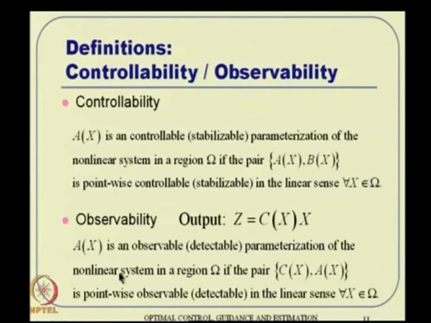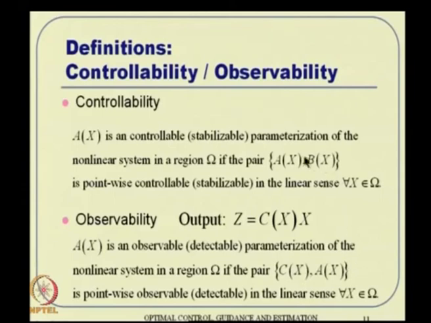Similarly, A of x is an observable or detectable parameterization of the nonlinear system if this pair C of x and A of x holds. In this case you have to talk about an output also, and the output has to be written in this form. Once you write it in this form, if the pair C of x and A of x are pointwise observable or detectable, then it is called an observable parameterization.